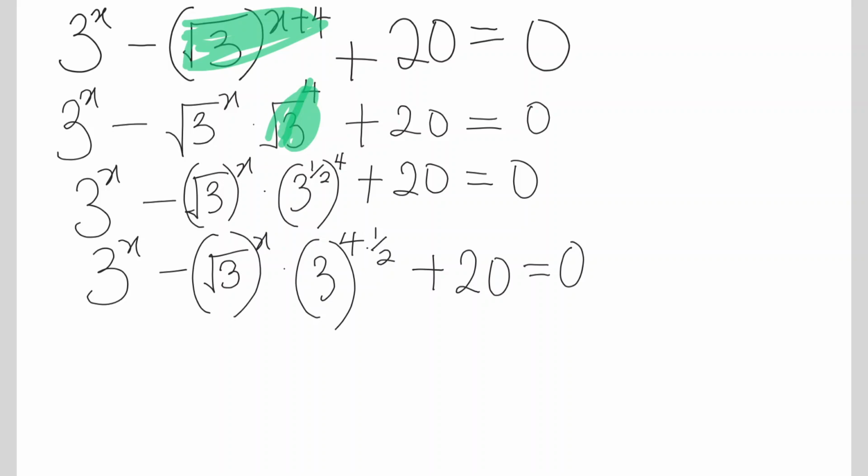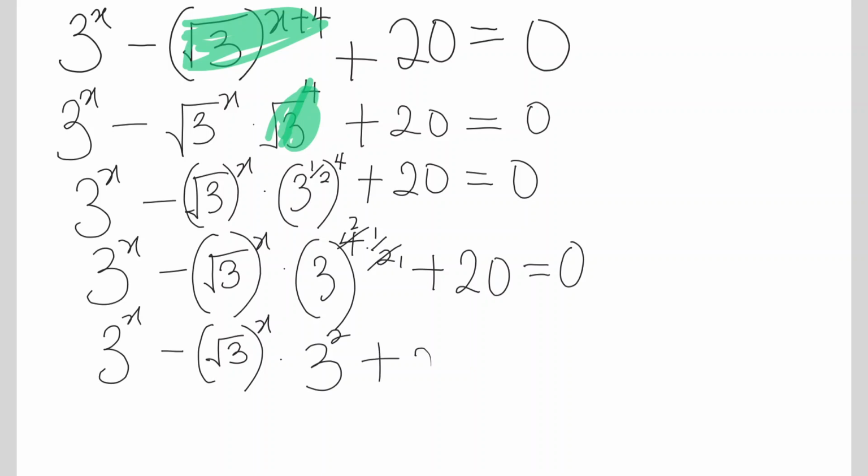So in turn, everything is going to be giving us 3 raised to the power of x minus the square root of 3 raised to the power of x. Of course, we're still going to be doing something to square root of 3 raised to the power of x, but I want us to take it one after the other. Then times 3 raised to the power of 2. Of course, we have 2 here 1, then we have 2 here 2, and that's why we are having 3 raised to the power of 2, and plus 20 equal to 0.